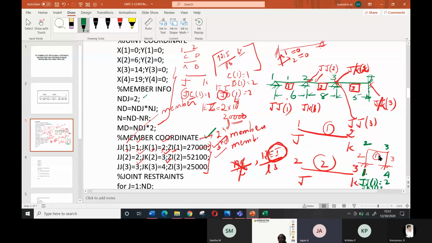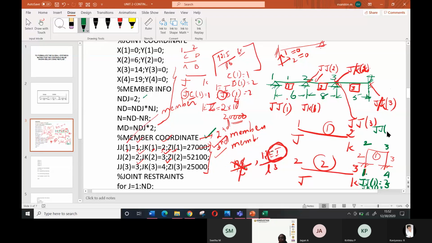The first member is connected with joints 2 and 3. Am I correct? So JK of 1 is equal to 3. Can somebody, Kritika, can you tell me for the second member? The vertical column is the second member.